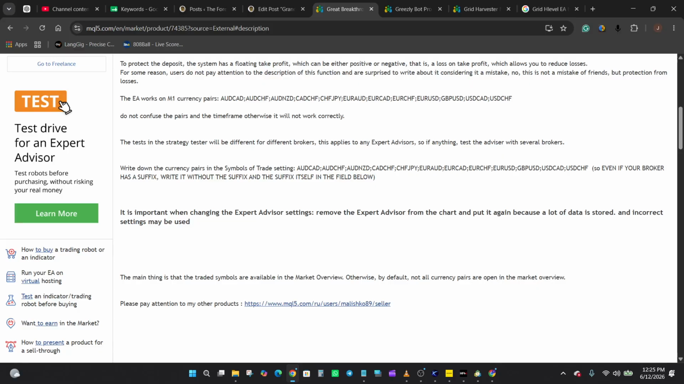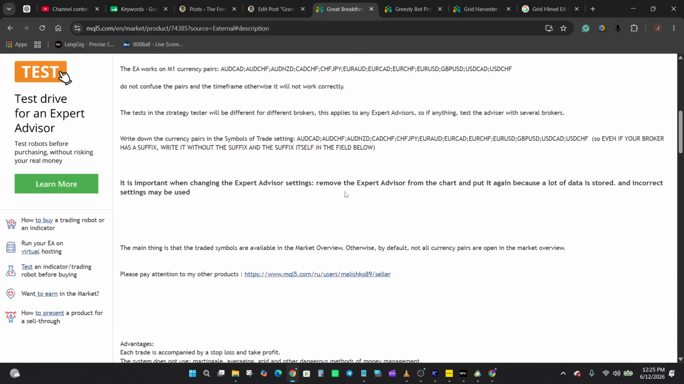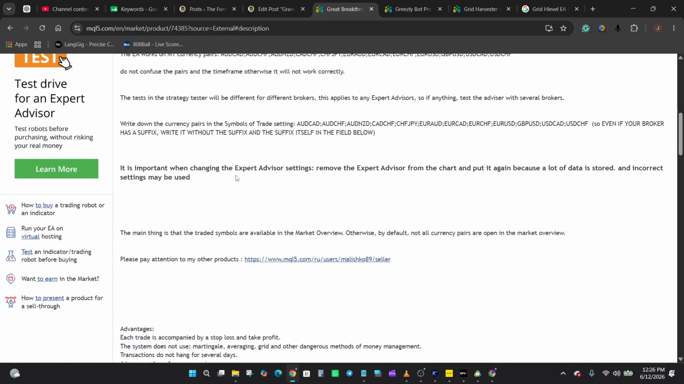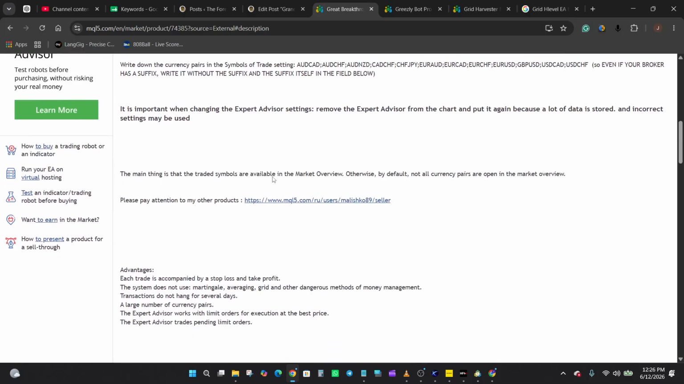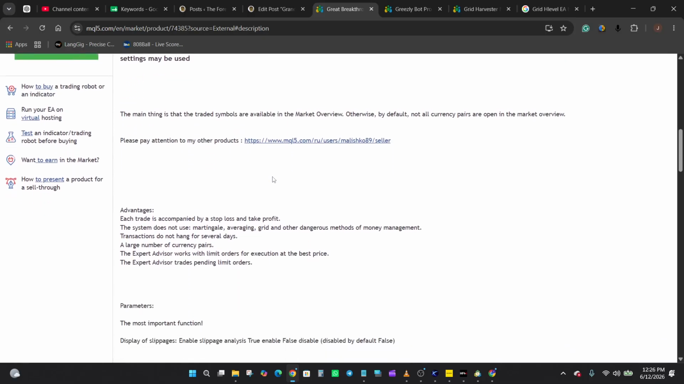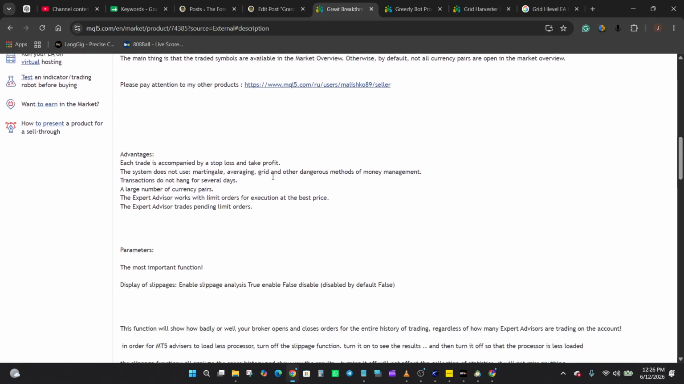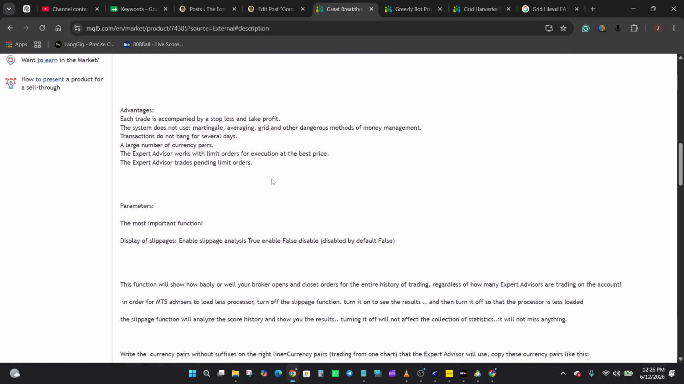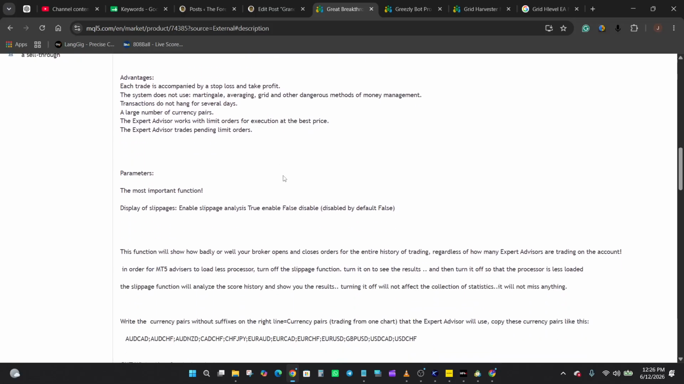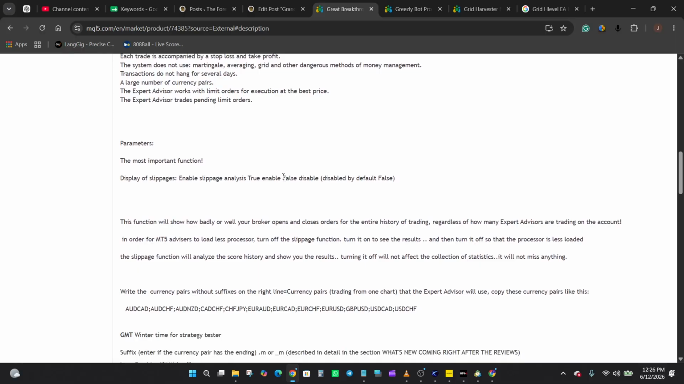Moving into the features section, one of the notable points is that every trade is accompanied by both a stop loss and a take profit. The developer also clearly states that the system does not use martingale, averaging, grid trading, or similar money management techniques. Another feature highlighted here is the use of pending limit orders. According to the description, the EA executes trades using limit orders to seek execution at what the developer considers a better price.